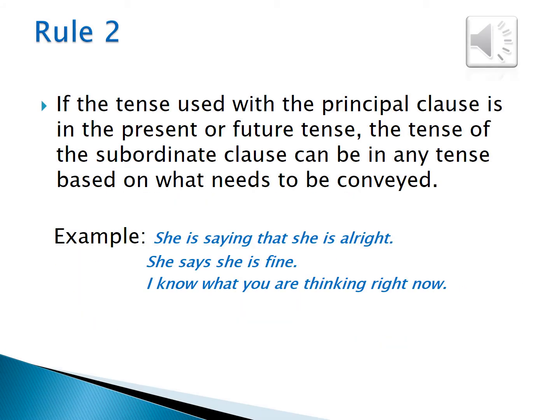Now let's start rule number 2. If the tense in the main clause is in the present or future tense, then the tense of the dependent clause can be in any tense based on what needs to be conveyed. For example, I know that you are paying attention. I know that you are listening to me. I hope you will understand. She is saying that she is all right. She says she is fine.